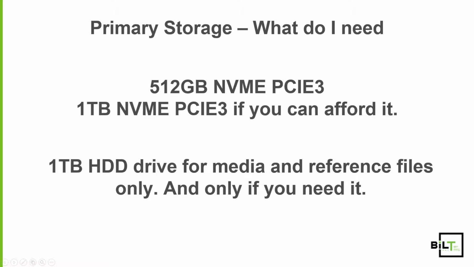It's for that reason I recommend a minimum of 512 gig for your primary storage, 1 terabyte if you can afford it. And if you are going to purchase a second hard drive, like a 1 terabyte physical hard disk drive for additional storage, it should really only be used for media files and reference files, nothing that you're actively working on. The performance hit will be too large compared to the amount of money you would have paid to get a larger NVMe drive in the first place.